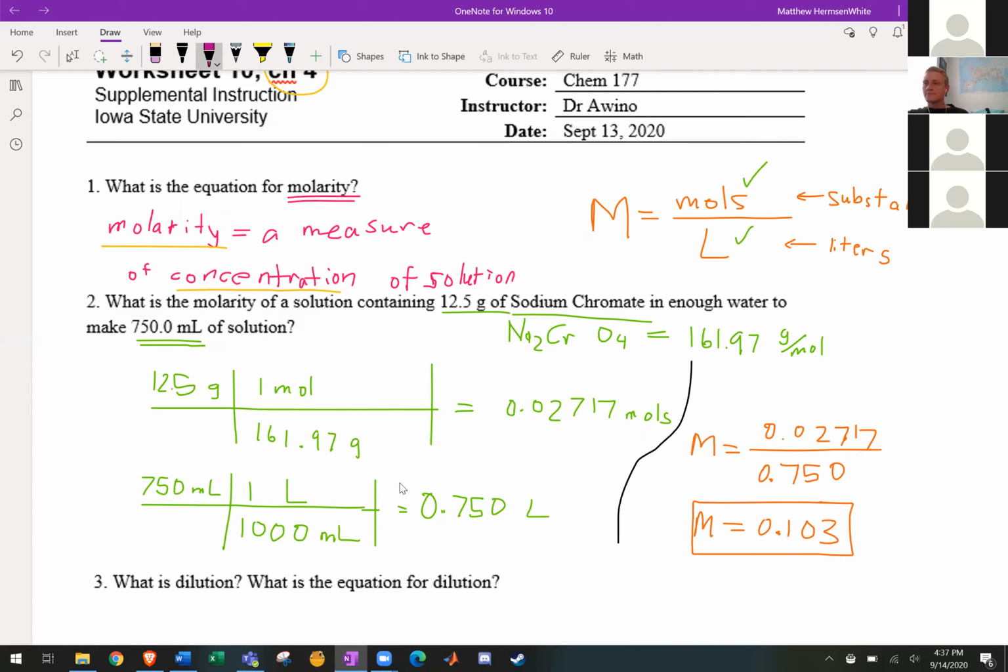So are the units for molarity just moles per liter? And do you need to specify that, or is it kind of just understood? Yeah, you know, great question, Megan.